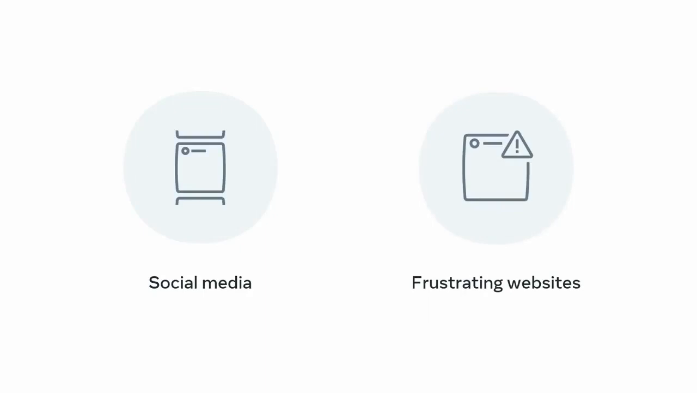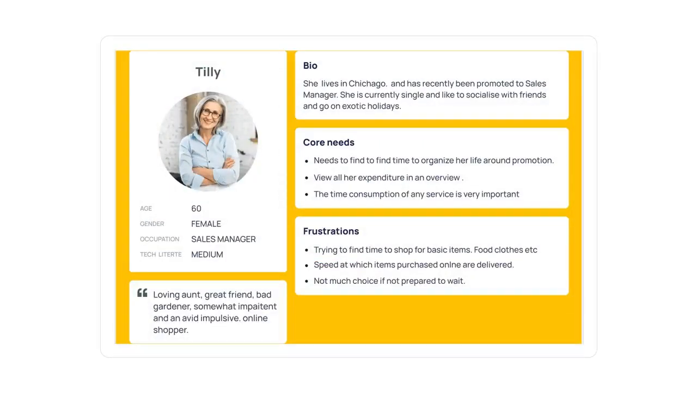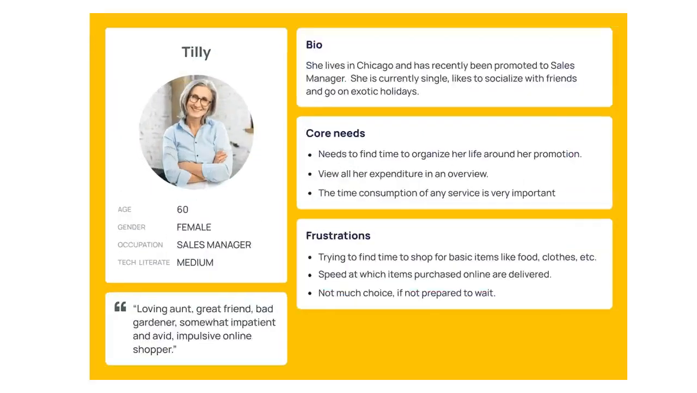She's on social media to keep in touch with friends and family, but still finds some websites and apps very frustrating to use. Let's check Tilly's persona. At the top, there is a photo, Tilly's name, age, gender, occupation, and technical ability. Next, there's a one-liner that describes what Tilly does. Loving aunt, great friend, bad gardener. On the right, there is a short bio too.